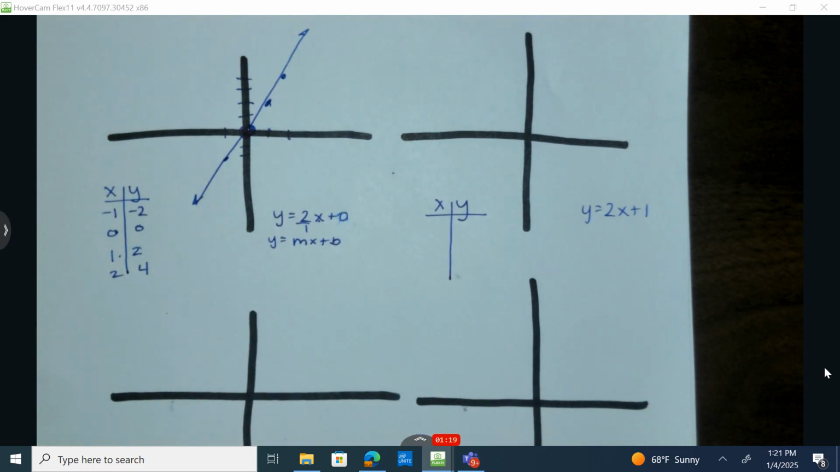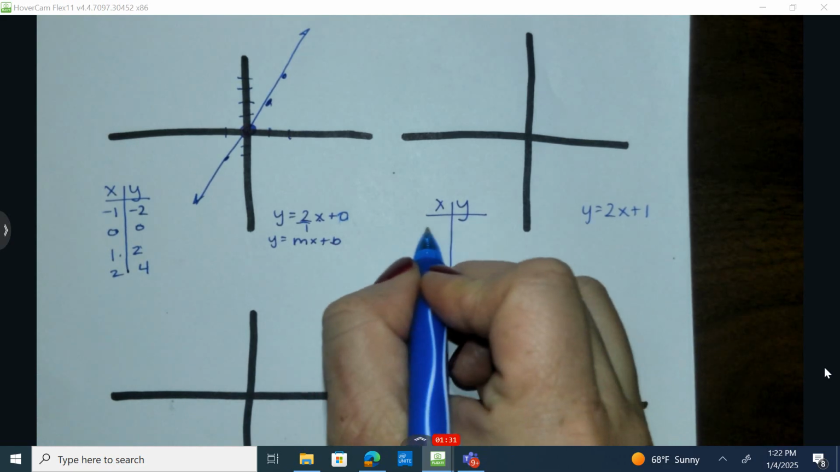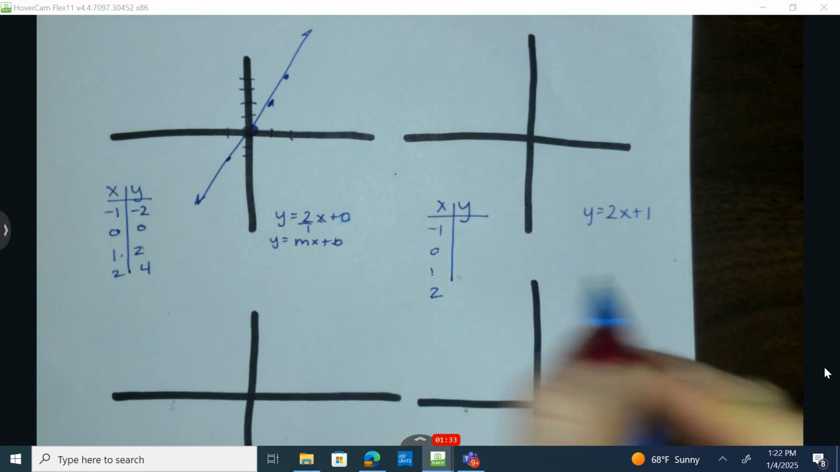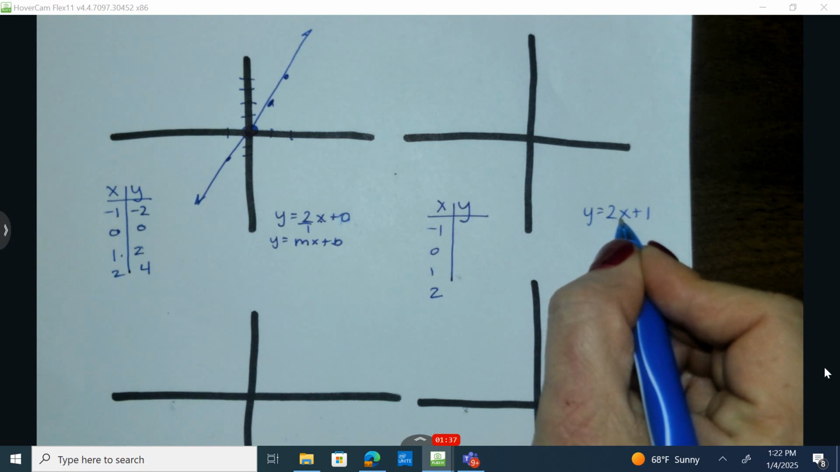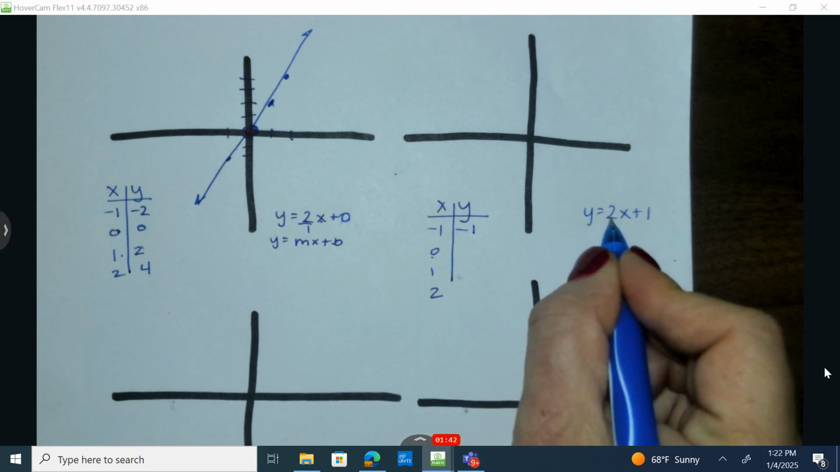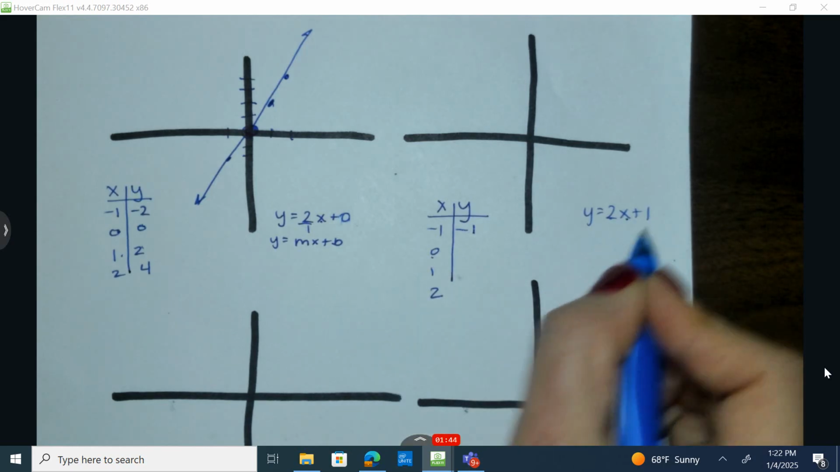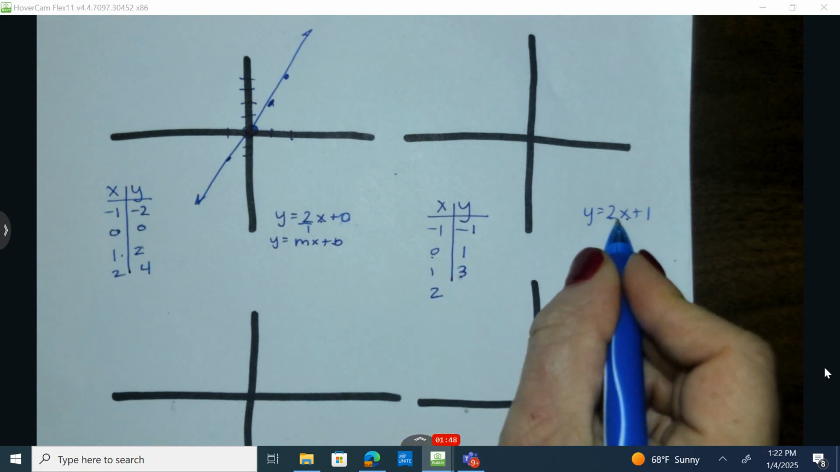Now, if I take that same function, but instead of there being a 0 or a missing value behind the 2x, I place a 1 there, what does that tell us to do? Again, some of you may choose to use this table process. So you're starting with -1, 0, 1, and 2. If I plug in -1, that's my input value, I get -2 plus 1 is -1. Plugging in 0, 0 times 2 is 0, plus 1 is 1. And we end up with 3, plugging in 2, I get 5.